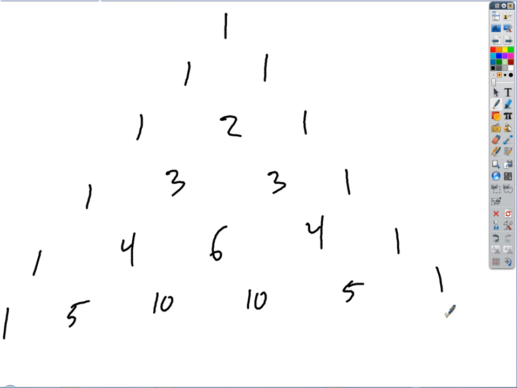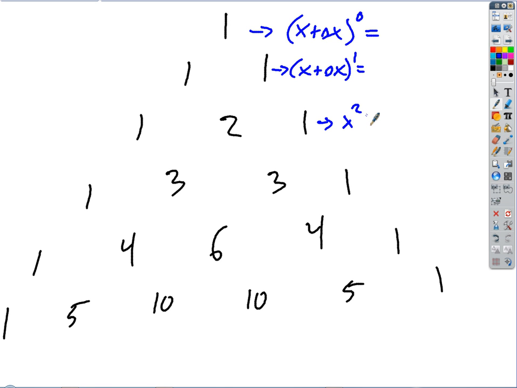Okay, so now what these mean, right, is that if I were to take, like this first one just tells us that x plus delta x to the 0 is 1, right? This one tells us x plus delta x to the 1 equals 1x plus 1 delta x. Pretty basic there. But now we start getting into a little bit more interesting territory. This tells us we get x squared plus 2x delta x plus 1 delta x squared, right?